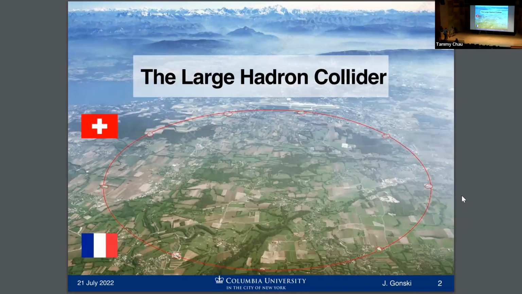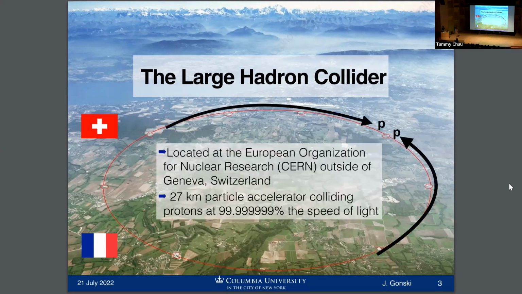Let me start by explaining what the energy frontier means to us as particle physicists. And at this moment in time, this is pretty much synonymous with the Large Hadron Collider. So you're looking here at a beautiful aerial shot over the French-Swiss border in Europe with the Alps in the background. And this red ring tells you where the Large Hadron Collider is, about 100 meters underground. This is located at the CERN laboratory facility just outside of the city of Geneva, Switzerland.